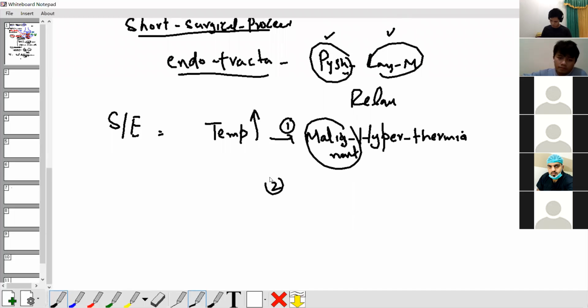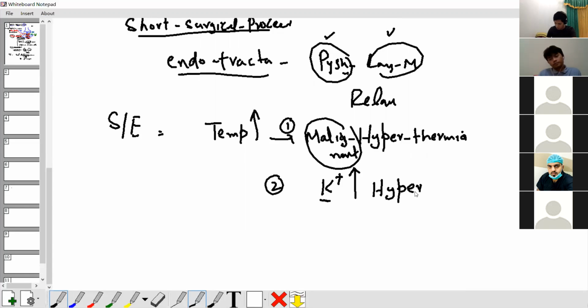Another side effect. When muscle starts contraction, the muscle cell releases potassium outside. Understand? When you're doing exercise, your muscle releases potassium. Potassium is mostly inside the cell, very high inside the cell. So if muscle releases potassium, what happens with potassium? Potassium becomes high. Clear? Hyperkalemia.